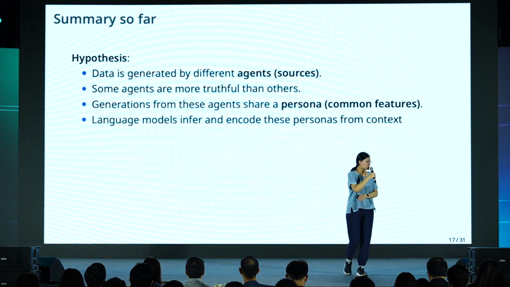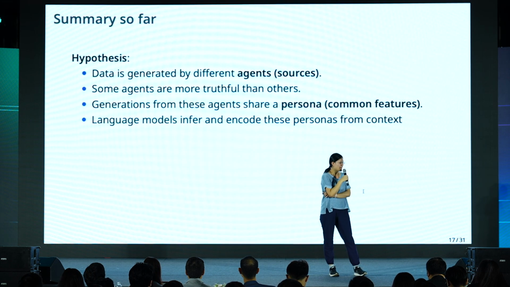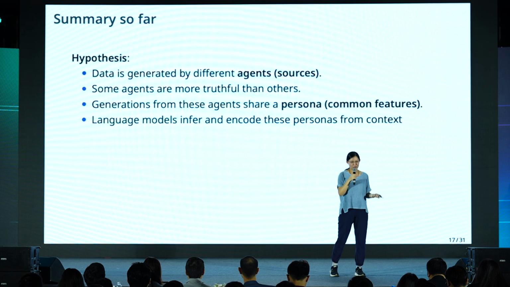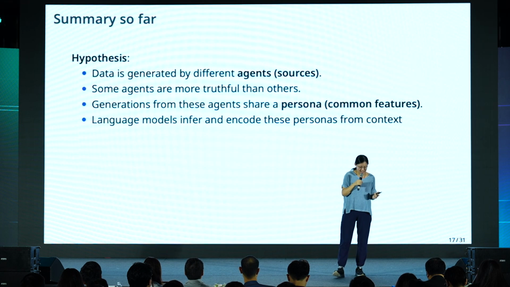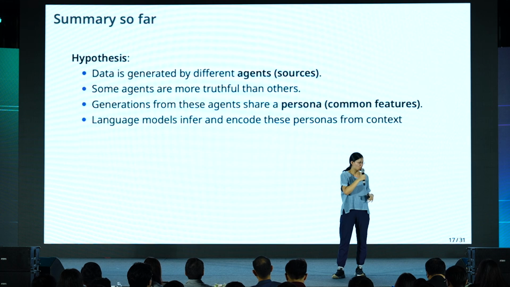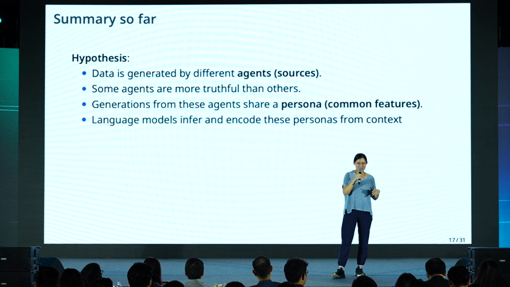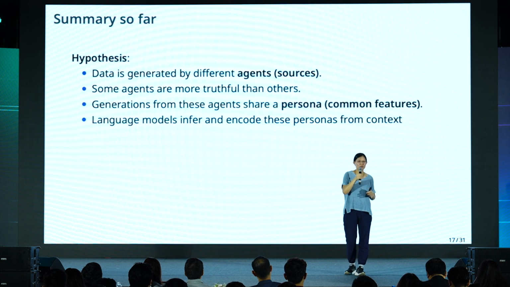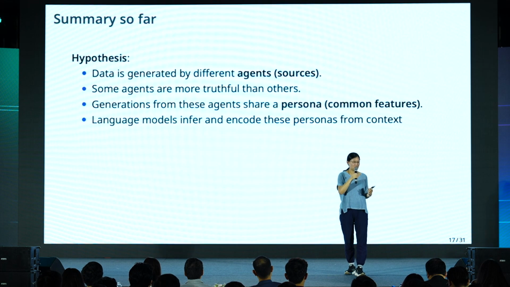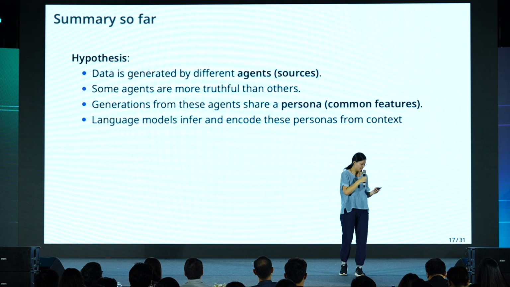All right, so to quickly summarize this part, here we want to understand how the model could learn truthfulness during pre-training even without explicit labels. And the main hypothesis is that the data is generated by some truthful and untruthful agents or sources. And these different agents would share commonalities or common features. And the model would actually use these features to cluster the truthful statements and untruthful statements.